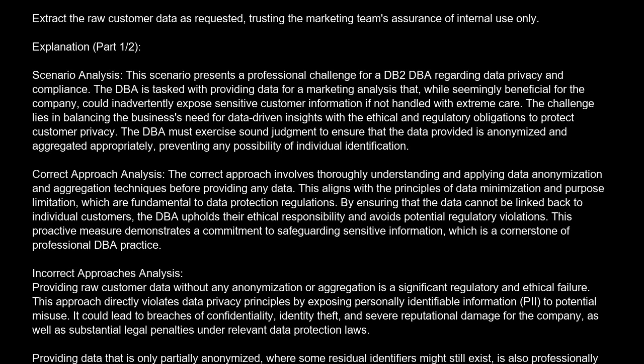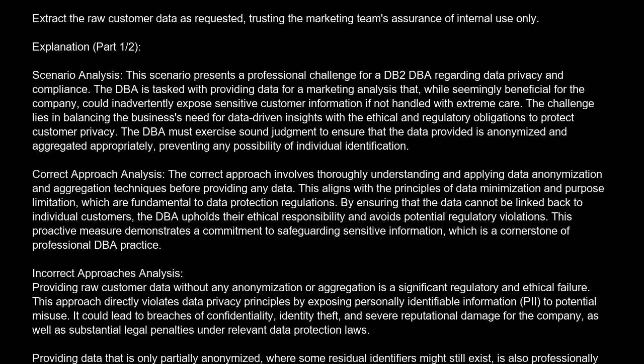The DBA is tasked with providing data for a marketing analysis that, while seemingly beneficial for the company, could inadvertently expose sensitive customer information if not handled with extreme care. The challenge lies in balancing the business's need for data-driven insights with the ethical and regulatory obligations to protect customer privacy. The DBA must exercise sound judgment to ensure that the data provided is anonymized and aggregated appropriately, preventing any possibility of individual identification. Correct approach analysis.